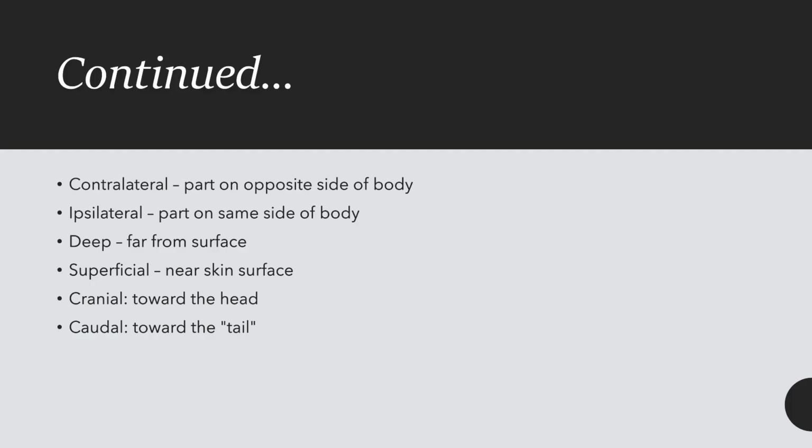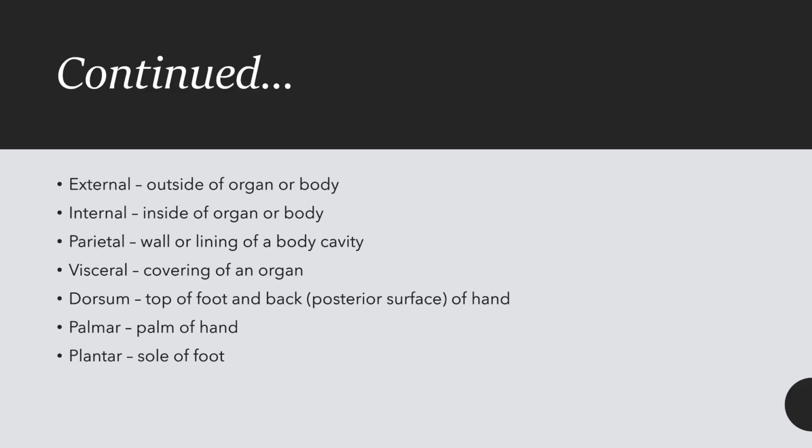Cranial is toward the head, so it is above, like superior, but it's toward the head. That's what the Latin means. And caudal is toward the tail, or toward the bottom. External and internal are kind of similar to superficial and deep. External is on the outside of the organ or body. Internal is on the inside of the organ or body.